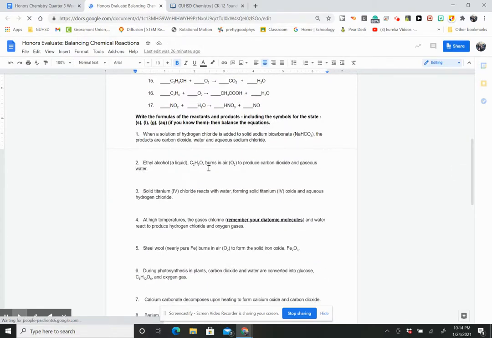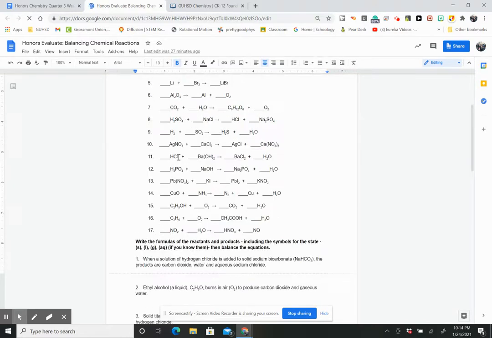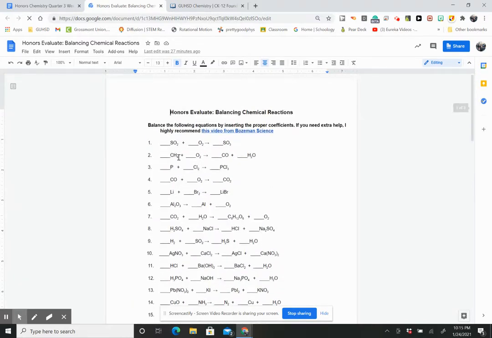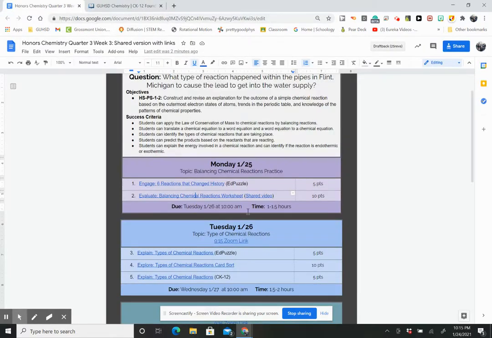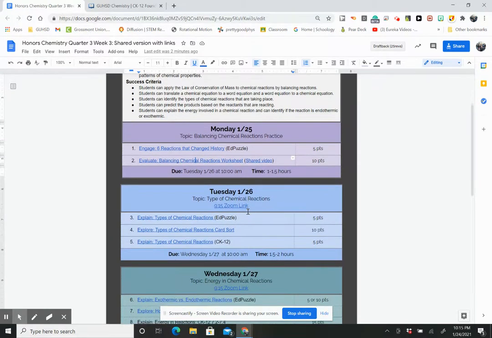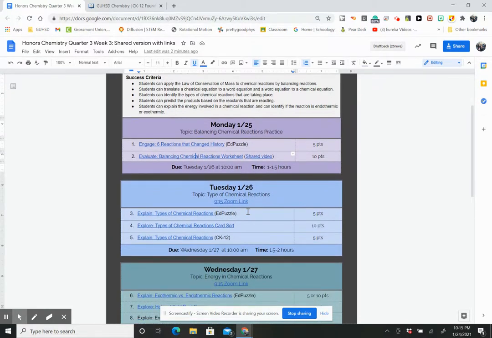When you're writing the chemical formulas, make sure that you pay attention to what your diatomic molecules are, or when it says that something burns in air, it's talking about O2, oxygen, okay? If you have any questions about balancing chemical reactions, Bozeman does a really good video walking you through step by step for students who are having a really difficult time with reactions. That's going to be on Monday, and that's going to be due on Tuesday.